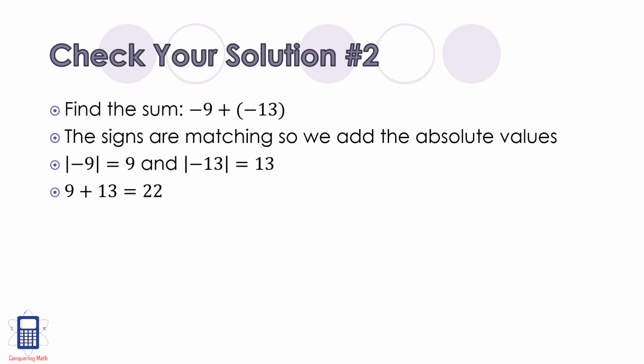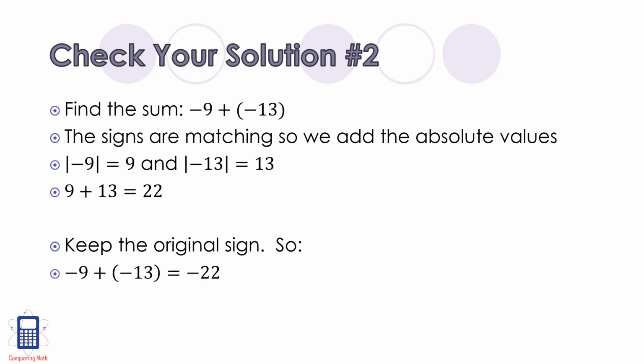9 plus 13 is 22. Now, here's the thing. What we need to do is go and look at the original sign of the numbers. They were both negative, so that means that our final answer should also be negative. So negative 9 plus negative 13 equals negative 22.